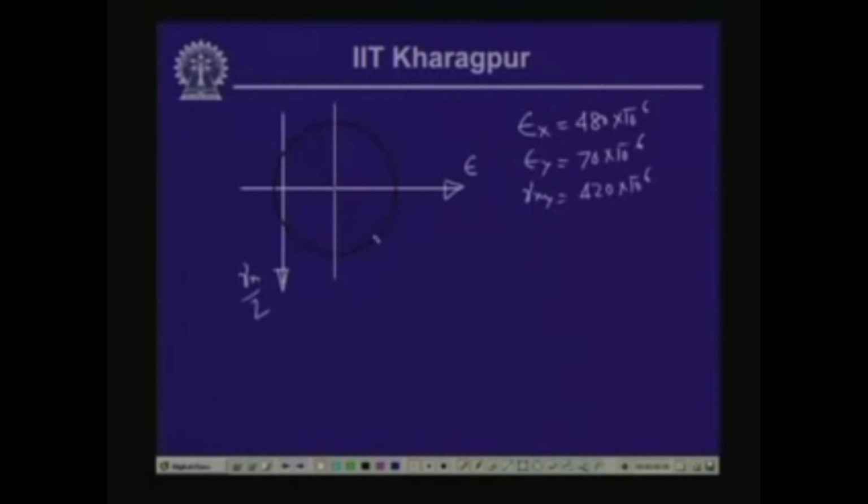Now, here we have the point which is the positive epsilon x and gamma xy by 2, and correspondingly we have epsilon y and gamma xy by 2. Now, if we join these 2 points together, the line which crosses the epsilon axis gives us the center of the Mohr circle, which we call O. If we take OA as the radius, then we can draw the Mohr circle in this form.